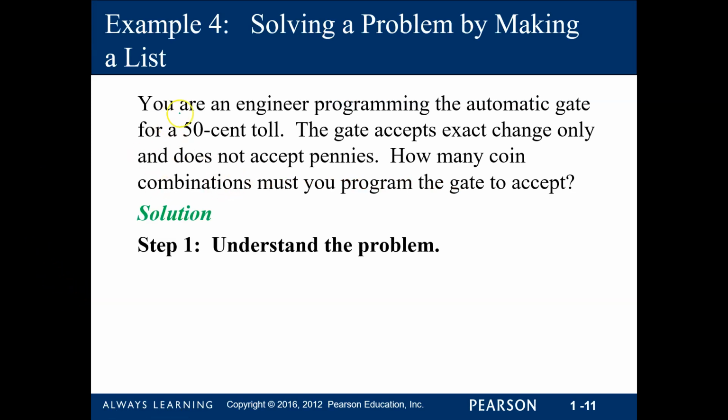For example, here you are an engineer programming the automatic gate for a 50-cent toll. So that is the payment for the toll. The gate only accepts exact change and it does not accept pennies. So no pennies. How many coin combinations must you program the gate to accept?